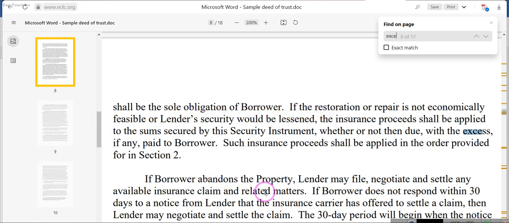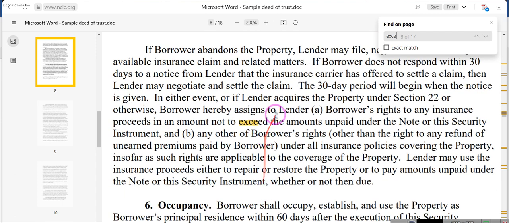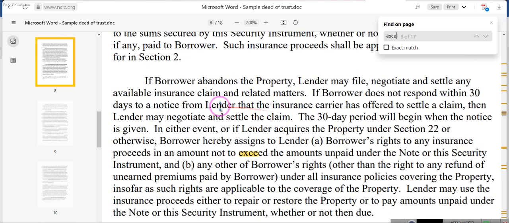All right, ladies and gentlemen, this is the part that caught my attention. This is the insurance, and we're only going to talk about this for a brief moment. We'll talk about it more in detail later. The borrower abandons the property. We're not concerned about that. What we're concerned about: the borrower hereby assigns to the lender the borrower's rights and any proceeds in an amount not to exceed the amount unpaid on the note or this security instrument, or any other borrower's rights other than the right to any refund of unearned premiums paid by the borrower. You need to do a rescission of this assignment, or you need to do a notice of reassignment.